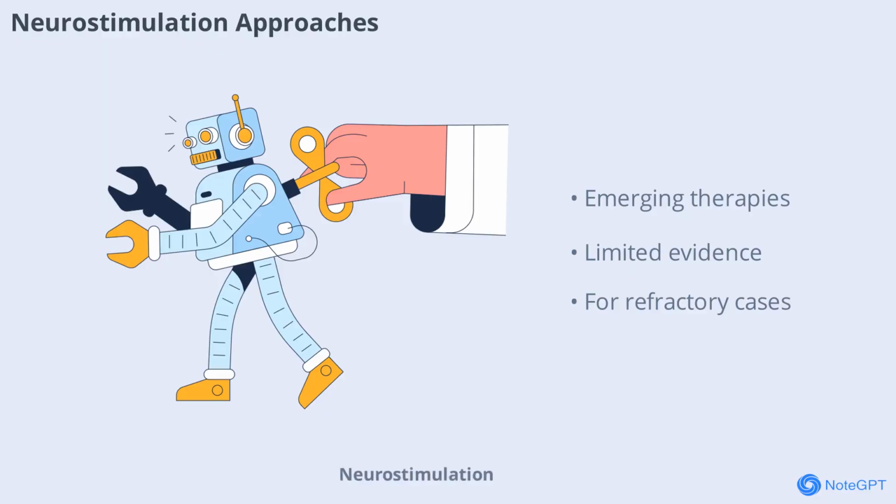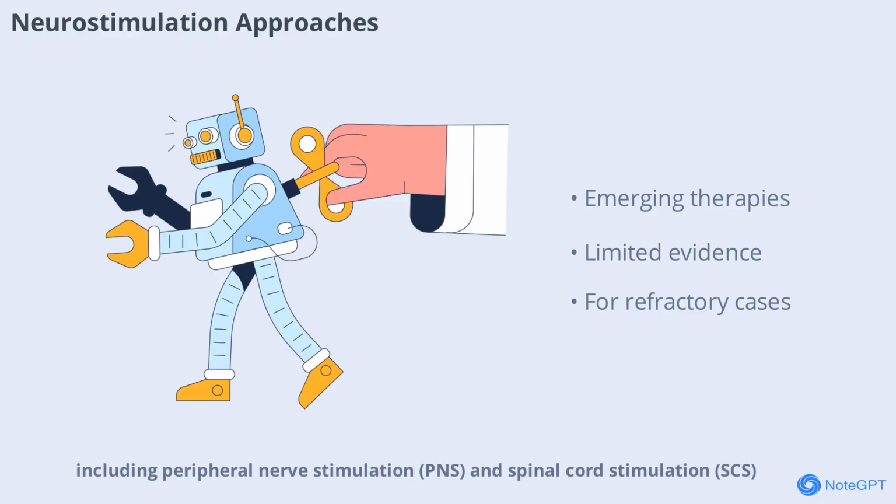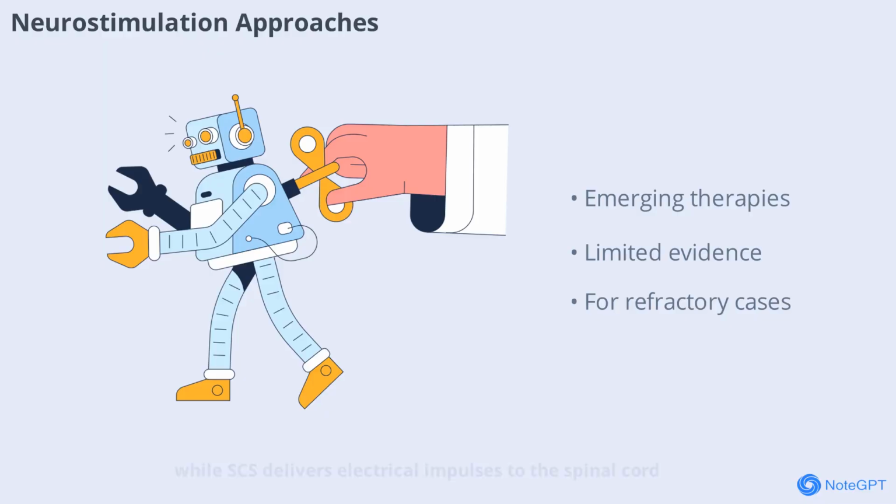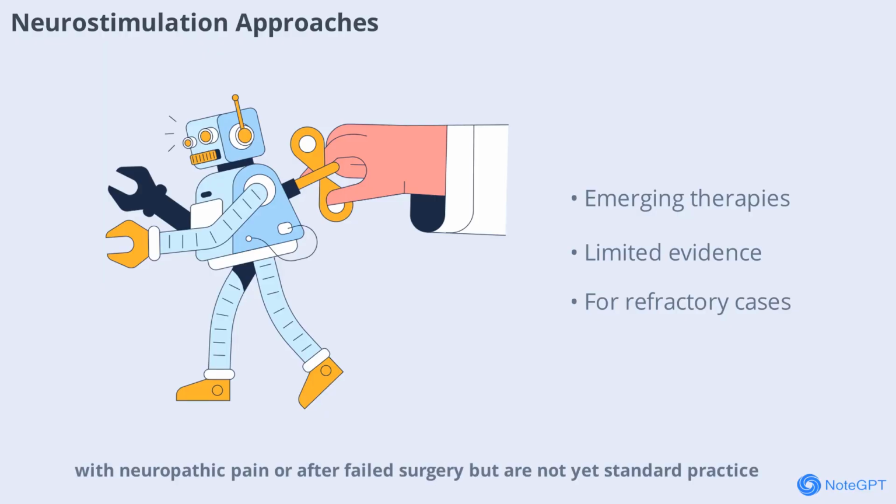Neurostimulation, including peripheral nerve stimulation (PNS) and spinal cord stimulation (SCS), is an emerging option for refractory knee pain. PNS targets nerves near the knee while SCS delivers electrical impulses to the spinal cord. Evidence for these techniques is still limited, with most data coming from small studies or case series. They may be considered in select patients with neuropathic pain or after failed surgery, but are not yet standard practice.